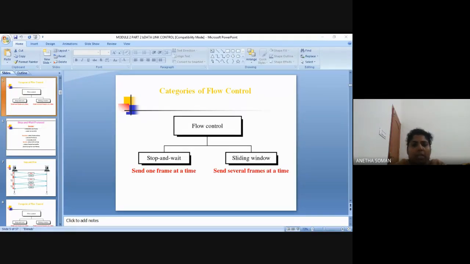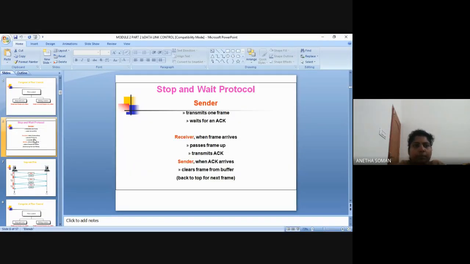Stop and wait means you can send one frame at a time. The sender transmits one frame and waits for an acknowledgement. Until it receives the acknowledgement, the next data frame is not transmitted. So some waiting time is there, which makes the transmission very slow in the stop and wait protocol. But what is the advantage? It is error free, and data is transmitted one by one.